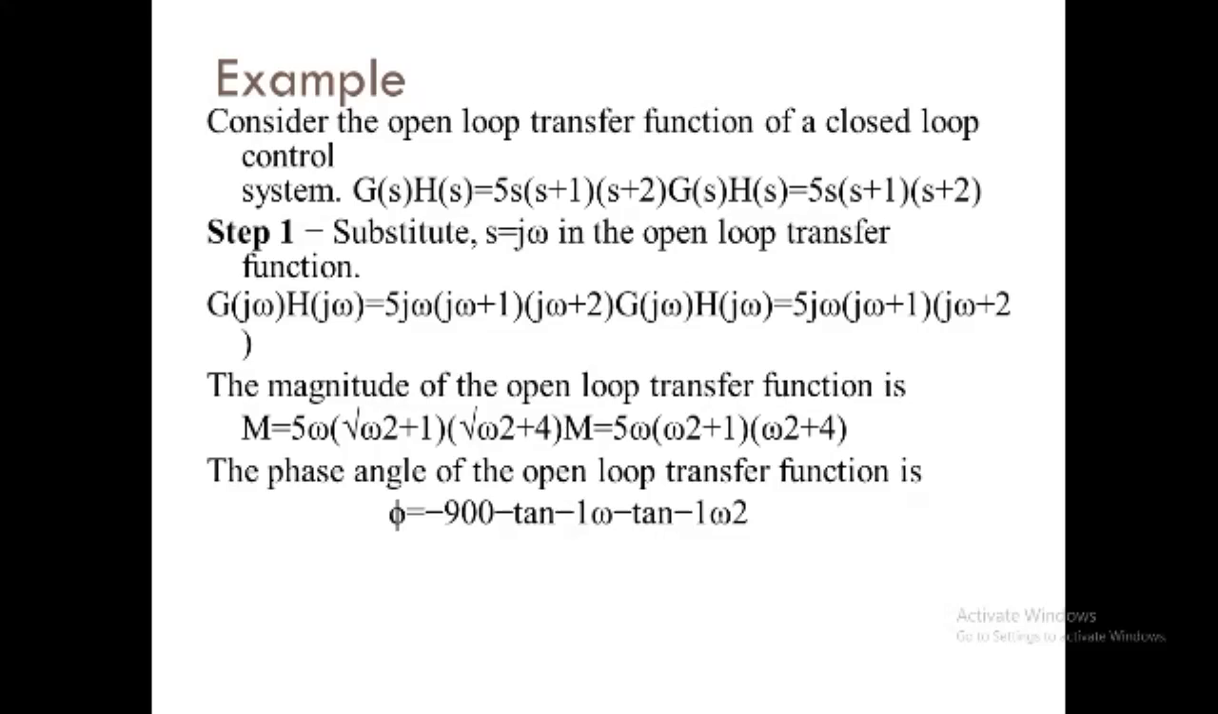So what is the first step? Yes, as described in this slide, substitute s equals jω in the open loop transfer function. If we put s equals jω, then we get the second line equation, so that the magnitude of this open loop transfer function is M equals, see this equation, and the phase angle of the open loop transfer function is φ equals -90° minus tan inverse of ω minus tan inverse of ω/2.